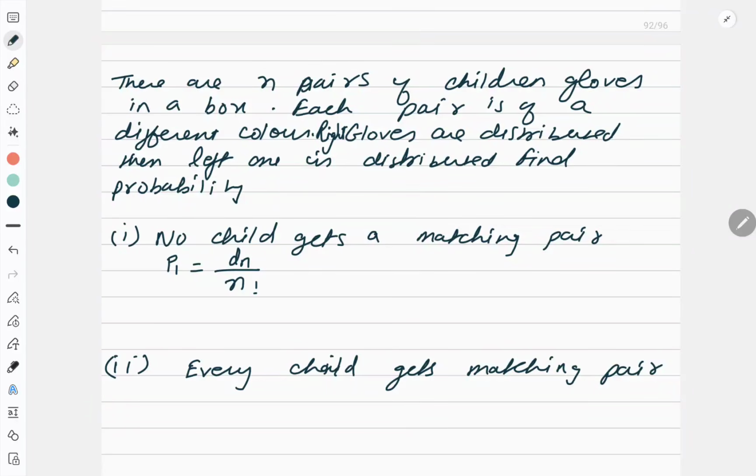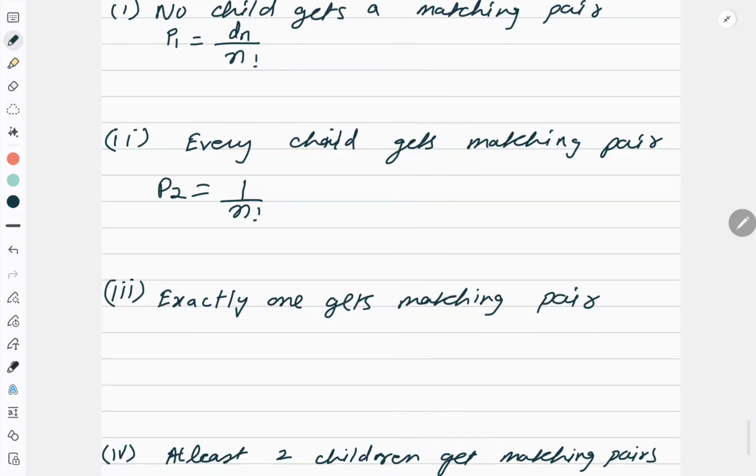Now the next one is the event when every child gets the matching pair. So what is the probability? That is 1 upon n factorial. Correct. Now the third case is exactly 1 gets the matching pair. When 1 gets the matching pair, how should I think? Say the 1 I gave, so that person has got a pair. Remaining should not get. So there should be a derangement of n minus 1 gloves. So my P3, let me name it, is dn minus 1 upon n factorial.